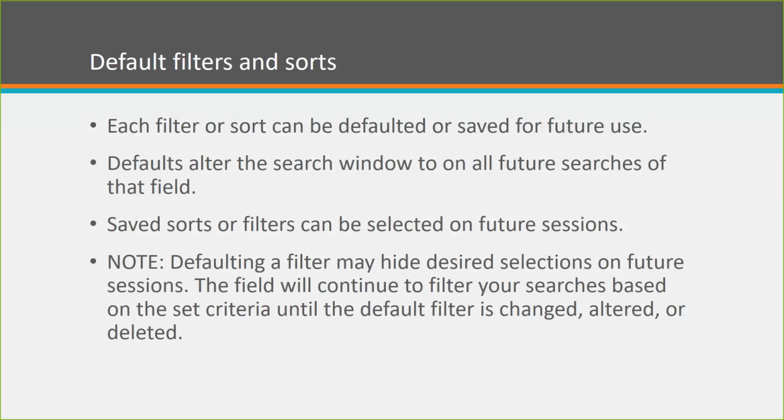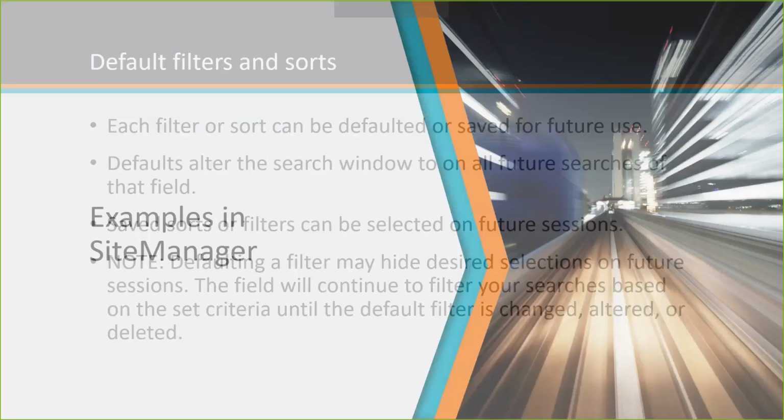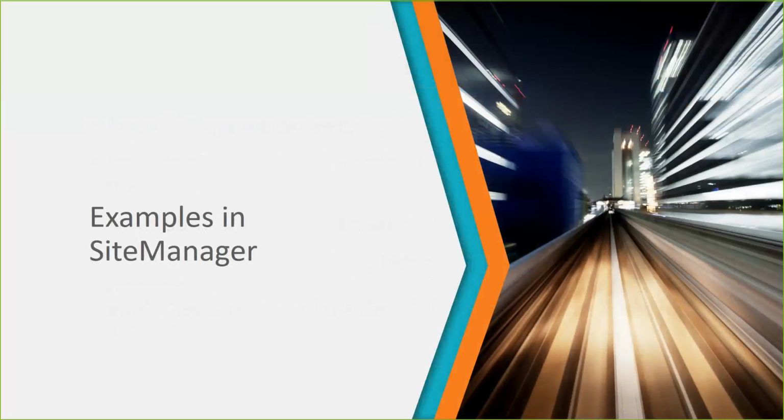One thing of note is if you set up a default filter for a field and you forget that you set up a default filter, that may hide a certain selection that you desire. And so we'll go over how to know if there's a default filter set up or a default sort set up and be able to change that, alter that, or delete it. So let's take a look in SiteManager so you can see how this actually works.